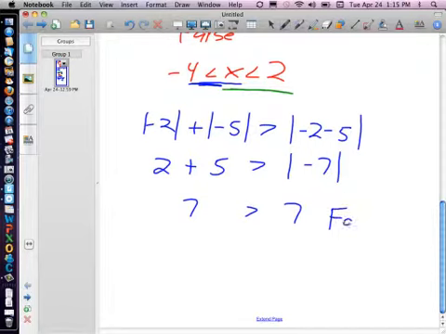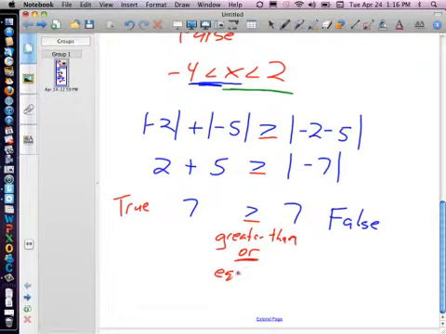False. Now let's change it slightly. If this happened to be a greater than or equal to statement, then this would be true, because 7, although not greater than 7, is equal to 7. And remember, this is read as greater than, or, that's the important word there, equal to. And so if it's an or statement, one of the two has to be correct for it to be true, and it is. Let's try another example.